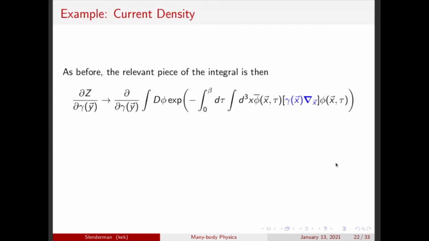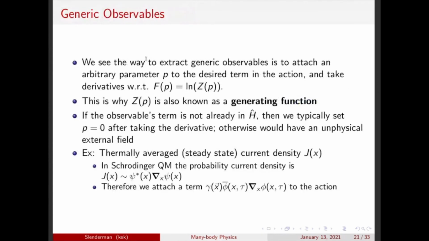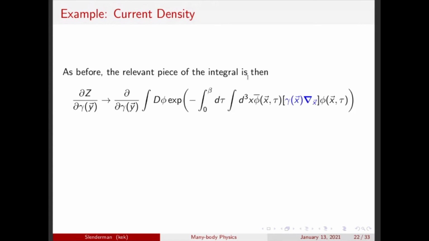So for this example, the current density, we are attaching, as I mentioned here, a term gamma of x, phi bar gradient phi to the action, which means when we take a derivative with respect to the partition function, the relevant bit is this term in the action.